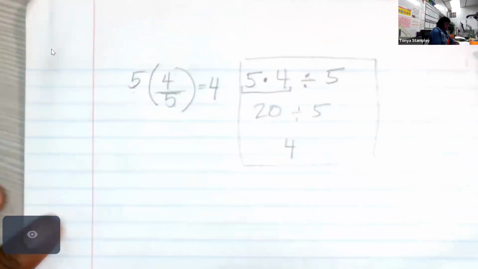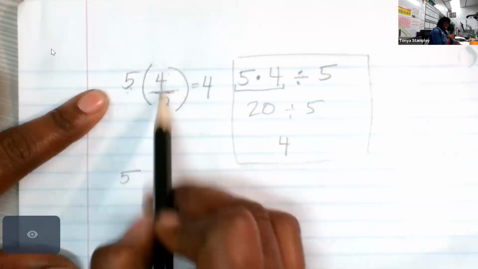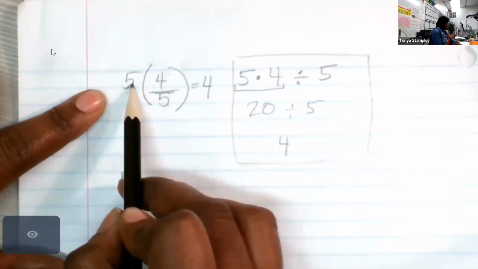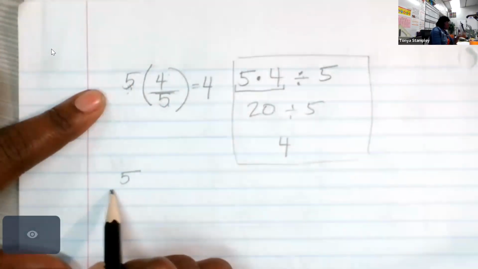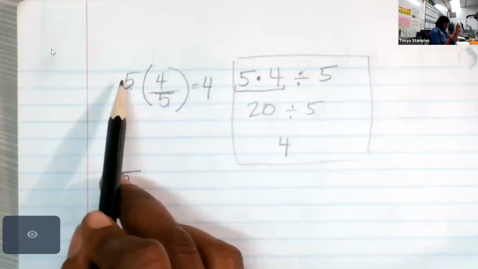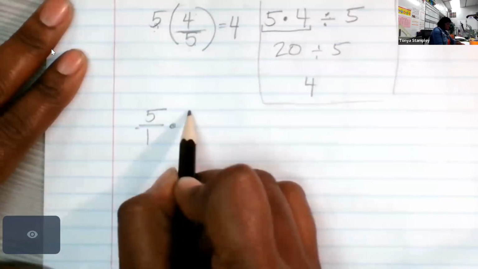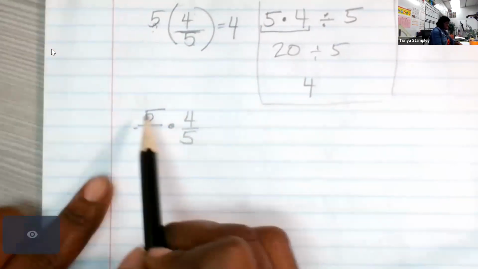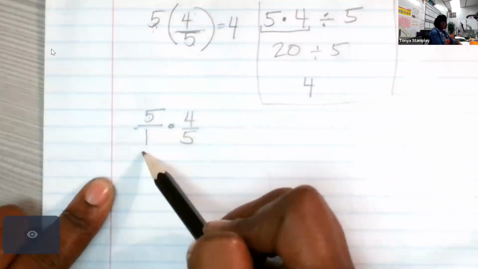Let me show you something else. What if I take this 5? I want to make this a fraction. How do I make this a fraction? Put it over 1. So I'm going to put 5 over 1 times 4 over 5. Do you agree that this is the same problem as this? All I did was put it over 1, right?